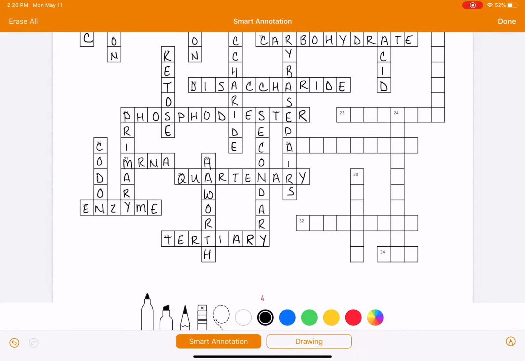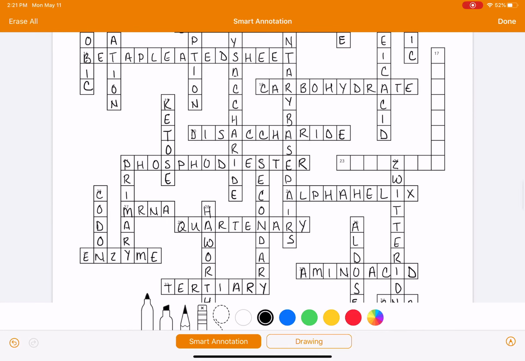26 across, hydrogen bonding between every 4 amino acids, that makes the alpha helix. 24 down, amino acid with a positive nitrogen and negative oxygen is a zwitterion. 34 across, a single strand of nucleotides is an RNA. 32 across, put these together to make a protein. Put amino acids together to make a protein. 30 down, D-glucose, a monosaccharide, is an aldose.